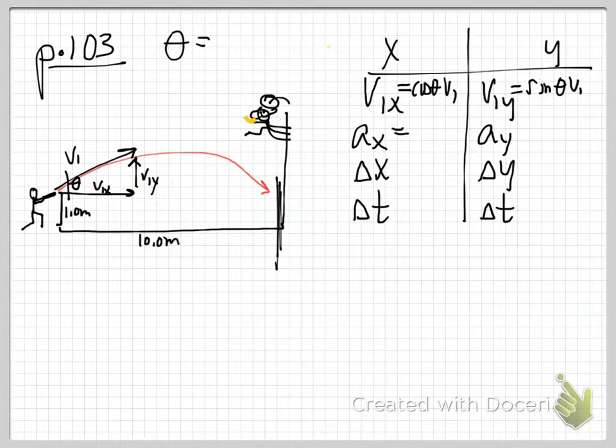We know that there's no acceleration on the x-axis. That's a 0, that's just going to be dismissed. Acceleration on the y is going to be negative 9.81 meters per second squared.